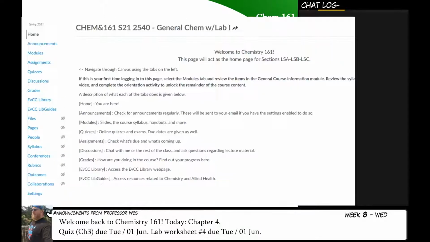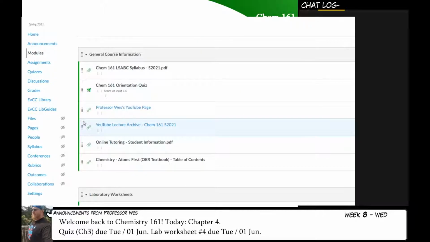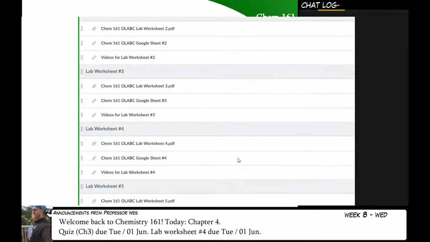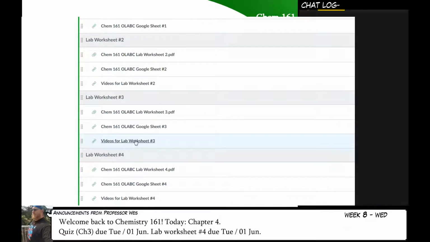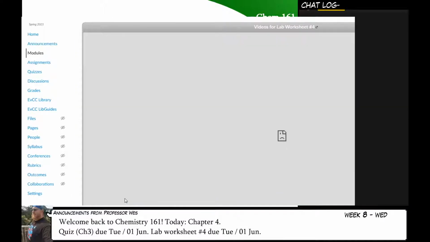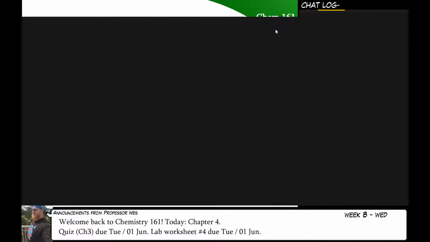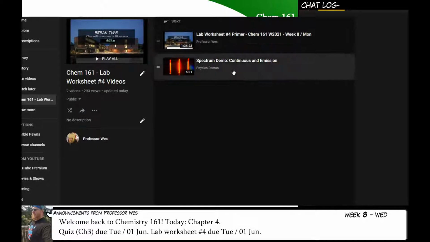If we go to the Canvas page and you go to the Modules tab, hopefully you've been doing this all along and noticed that there are videos for these labs. I should be watching them. That's especially important here because this link, which is going to link you to YouTube, has an emission spectra video, which is part of the lab.